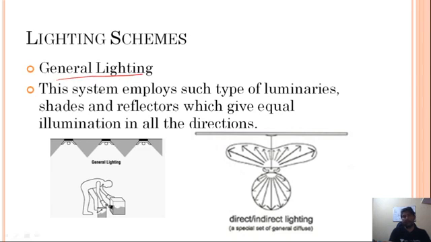Next, general lighting. This system employs a type of luminaire, a shaded reflector, which gives equal illumination in all directions. So here is the general lighting example, general diffuse. So in general lighting you get the illumination in all directions. This is the example.